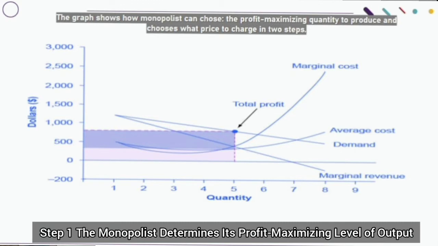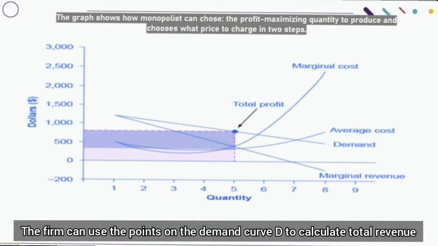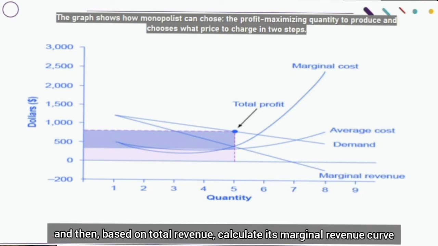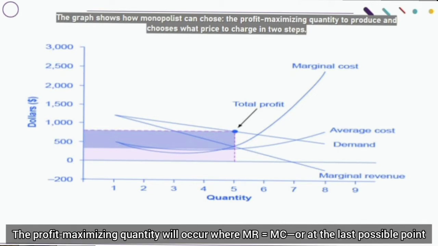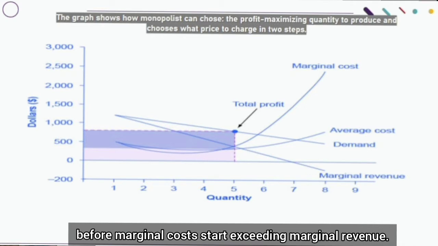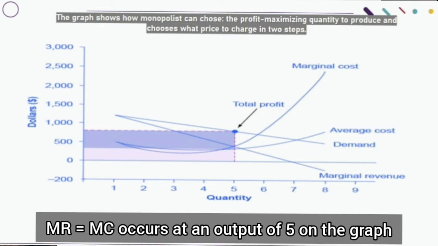Step 1 is the monopolist determines its profit maximizing level of output. The firm can use the points on the demand curve to calculate total revenue and then, based on total revenue, calculate its marginal revenue curve. The profit maximizing quantity will occur where MR equals MC, or at the last possible point before marginal cost exceeds marginal revenue. MR equals MC occurs at an output of 5 on the graph.